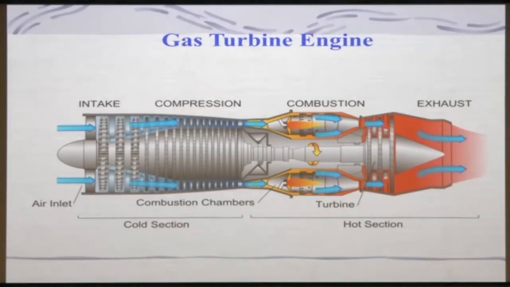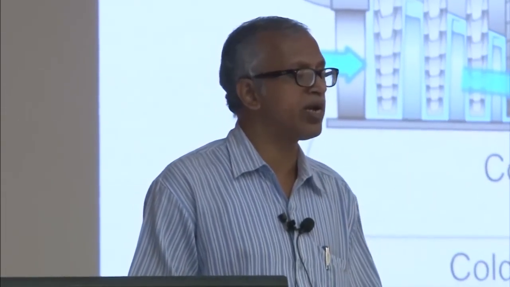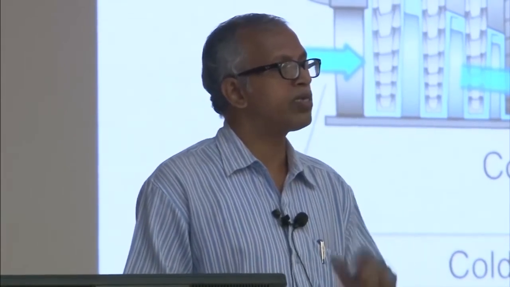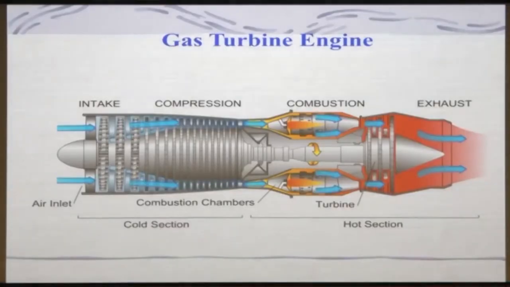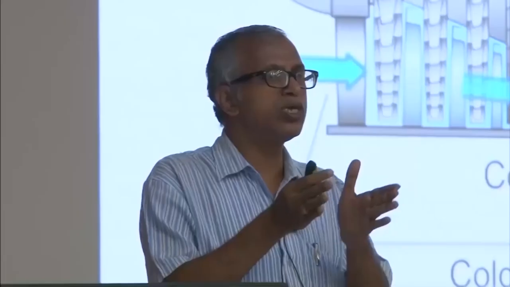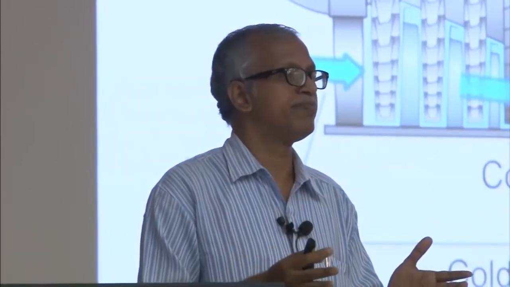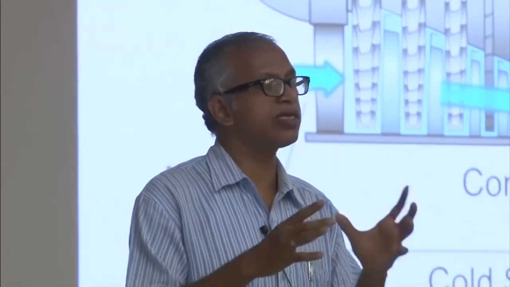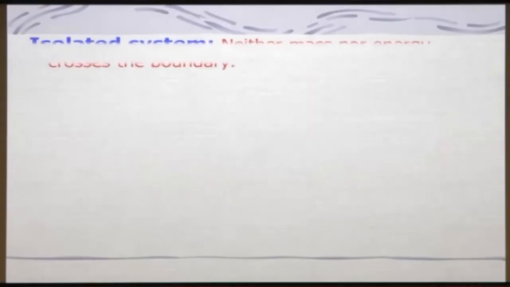So, these complex systems can be looked at in total, or you can take individual components, like in this case the compressor, air intake and combustion chamber, or a turbine or a nozzle. Each individual component you can analyze, or you can take the whole system and analyze what is happening. So, depending on the case, you can choose, and this is an example of the open system.